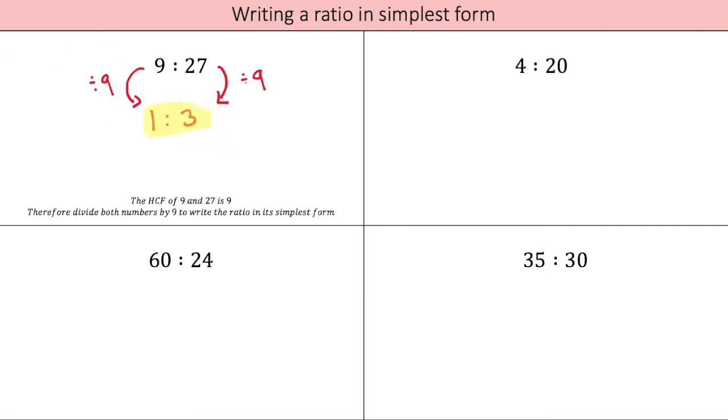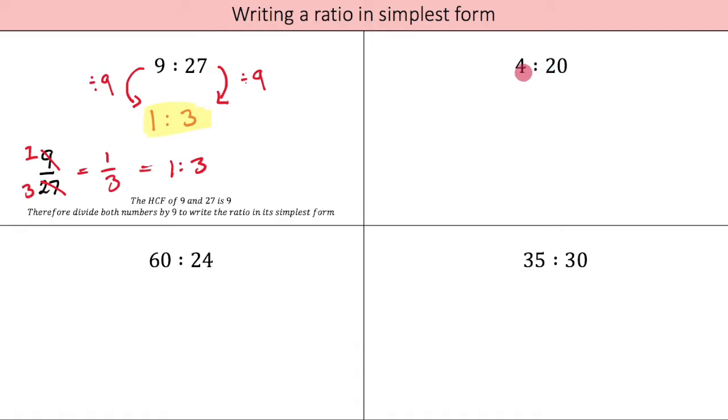I also want you to really appreciate that we've done this before. 9:27 could be written like this, and we could say, well, both of those are divisible by 9. So I would divide that by 9 to make 1, divide that by 9 to make 3. So we're going to get 1 over 3, which is this. We've done this before. There's nothing different here at all.